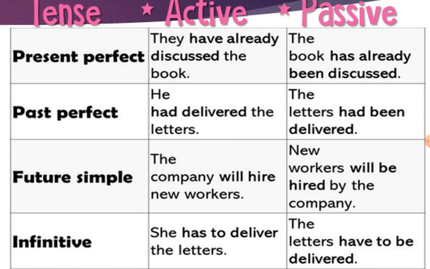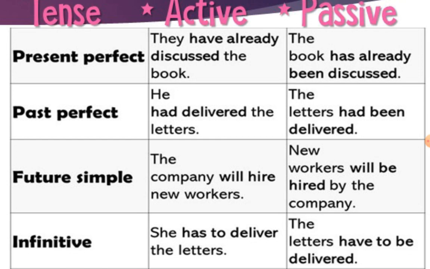The number 3 for this column, for this chart, is the future simple. The company will hire new workers. Okay, new workers will be hired by the company. In this case, it is important to focus on the company. So that's why we need the by the company, okay?